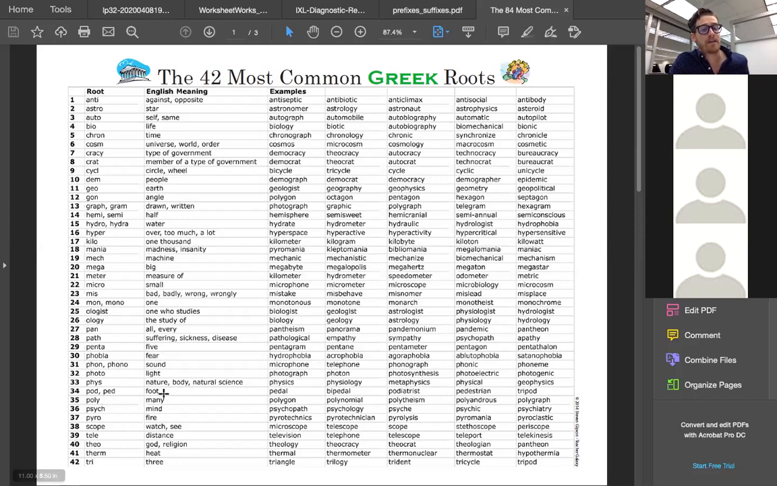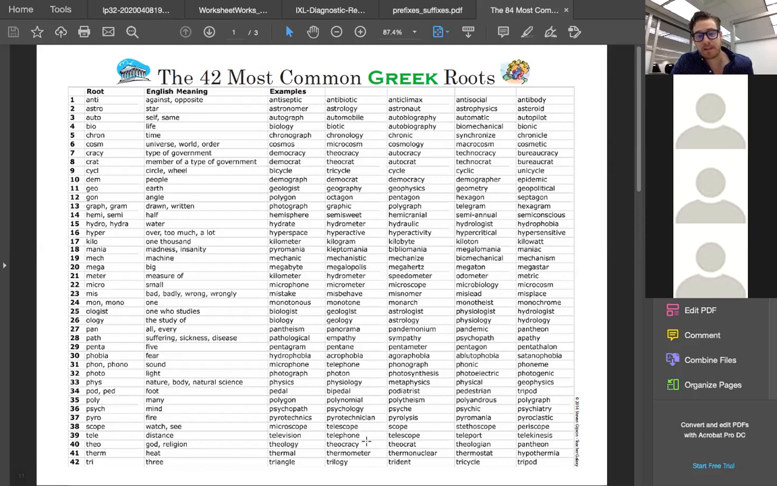Pod or ped means foot, so a podiatrist is a foot doctor, okay? Your pedal is what you use your feet to move your bicycle. Bipedal means a being that walks on 2 feet, okay? Poly means many, so polygon has many sides. Polynomial, all right? Psych is mind. Pyro, we talked about fire. Scope is to watch. Tele is distance. Okay. Theo has to do with God and religion.